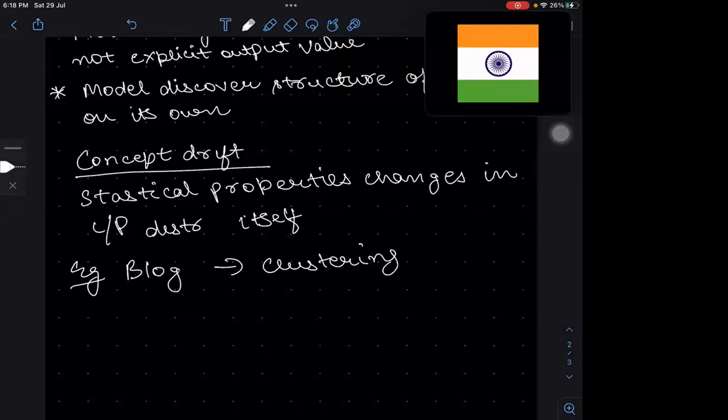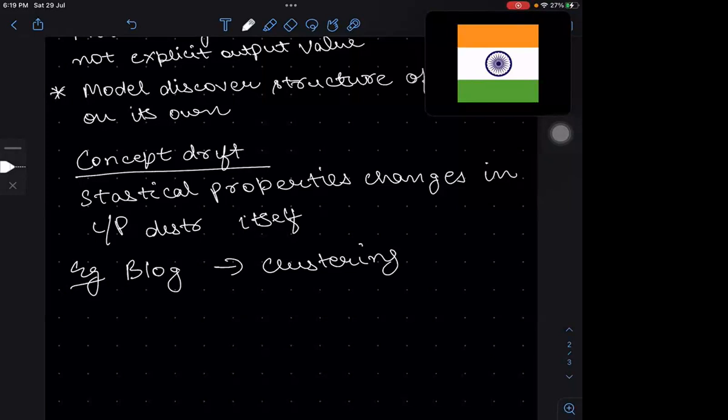An example, like the example which I am taking, suppose there are blog posts there. Now new topics are coming, old topics are becoming less popular. So clusters which were formed initially may not give us accurate data, or cannot represent clustering in a better way because they are made of the old data. Now the properties are changed. That is the concept drift, that the statistical properties of the input distribution itself are changed. That is the limitation in unsupervised learning.